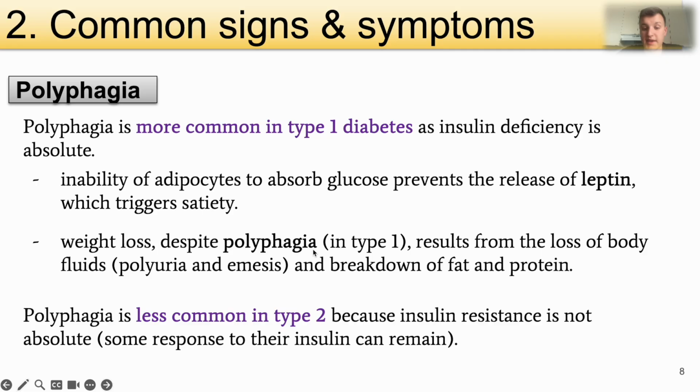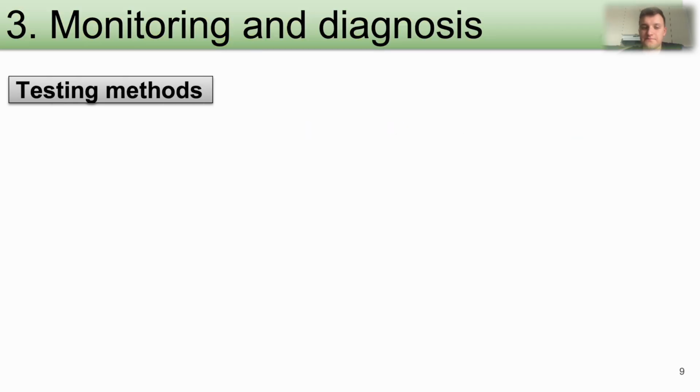Weight loss, despite this polyphagia, occurs in type 1 diabetes, and it results from the loss of body fluids, polyuria and emesis, and breaking down of fat and protein. So polyphagia is less common in type 2 diabetes because insulin resistance is not absolute. You do have some insulin, it's just not responding to the insulin. There's some response to the insulin that remains.